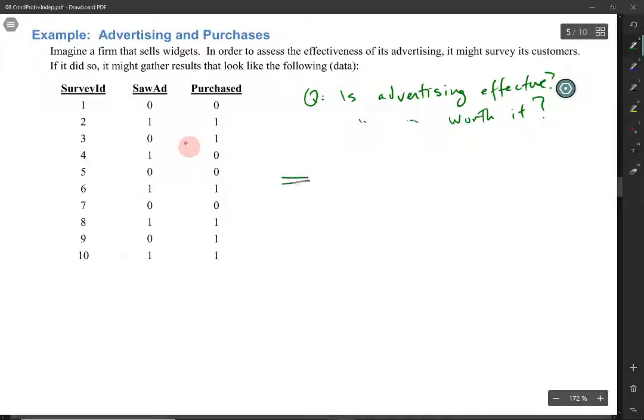the bottom line is, we would define A equals, say, saw the advertisement. I won't use S, because that sounds like the sample set. And we would have B, instead of purchase, which sounds like P, which sounds like probability, we use B for bought the product.